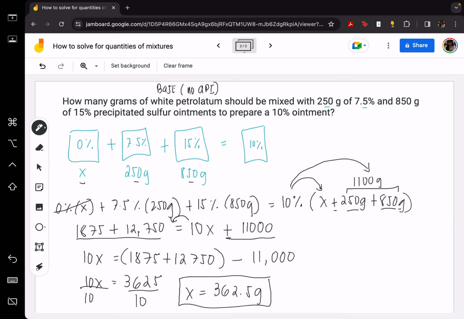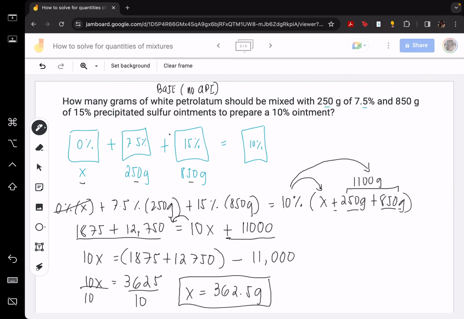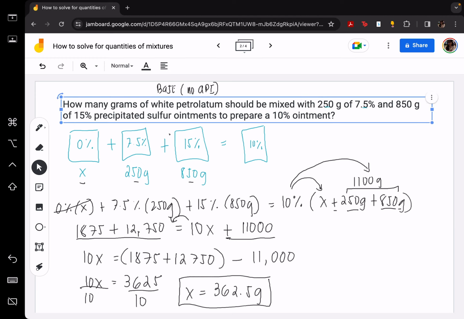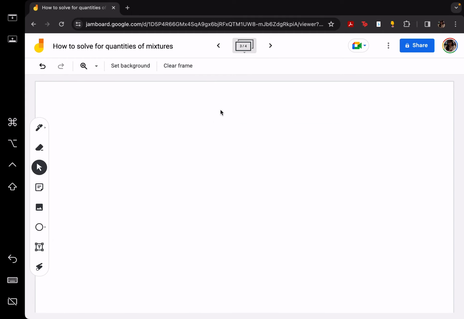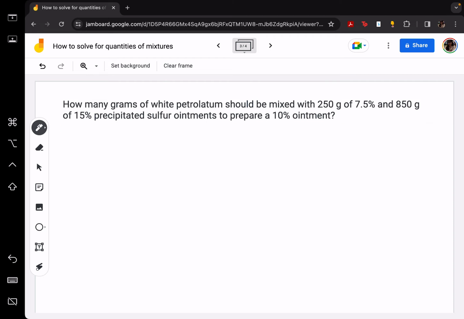So how do we do it for method two? Okay, let's copy this one and then try to paste it here. Okay, let's do method two, alligation. So when you're doing alligation, you can only handle two pairs of raw materials and one final concentration, like what we did for the first question.